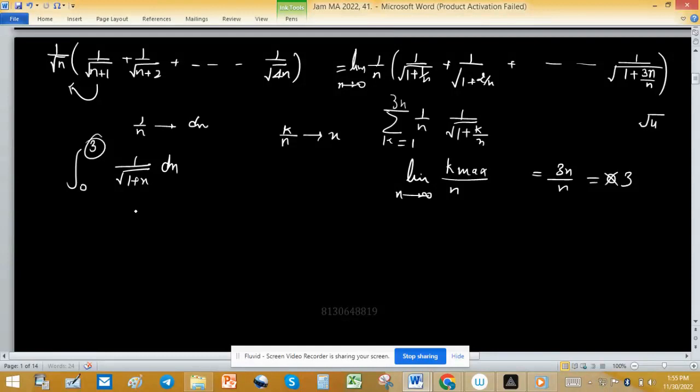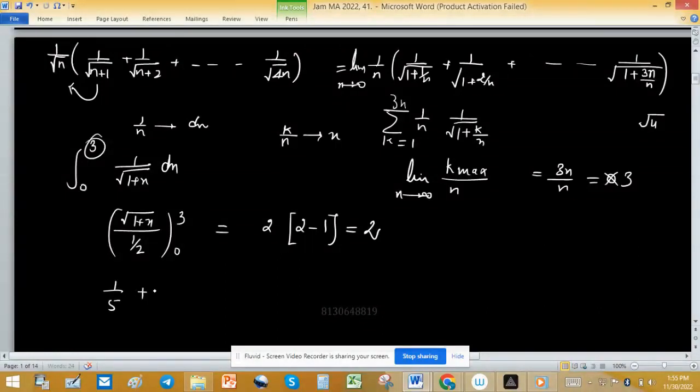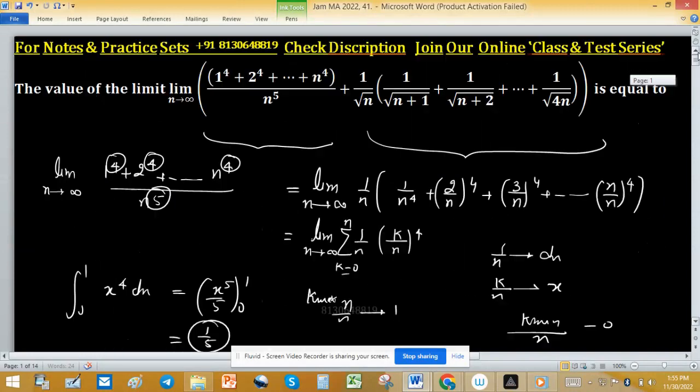We have under root 1 plus x upon half, limits are from 0 to 3. So what we have? 2 outside, so 2 minus 1 equals 2. Now limit of first part is 1 upon 5 and limit of second part is 2. So finally we are getting 0.2 plus 2 equals 2.2. So this is a numerical answer type, and the value is 2.2, and this will be the key of this problem.